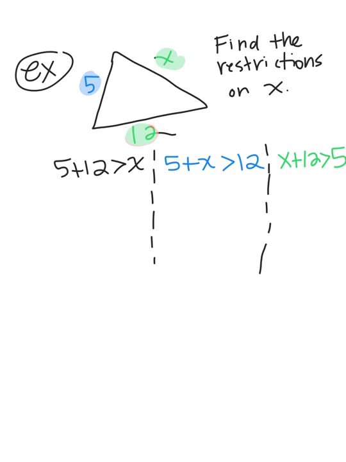Now, these inequalities, we solve them just like equations. They're very straightforward. So let's go to this first inequality and figure out what the restrictions are. My like terms are on one side, so I'm just going to add 5 and 12. 5 and 12 is 17.